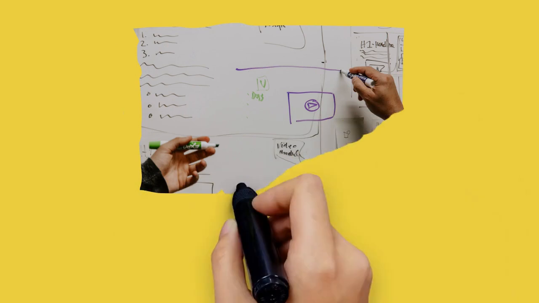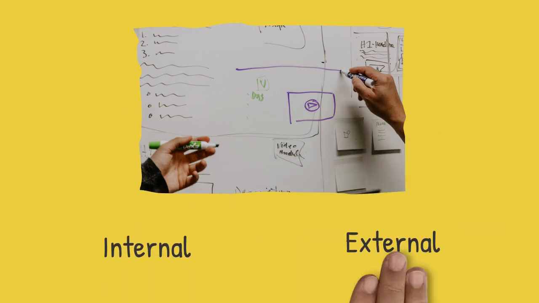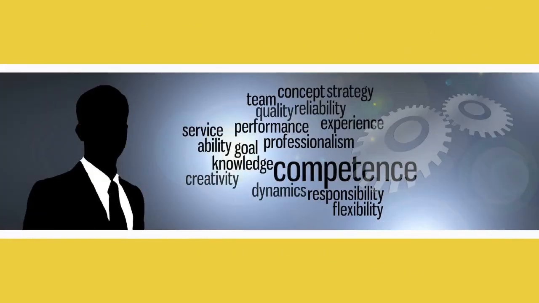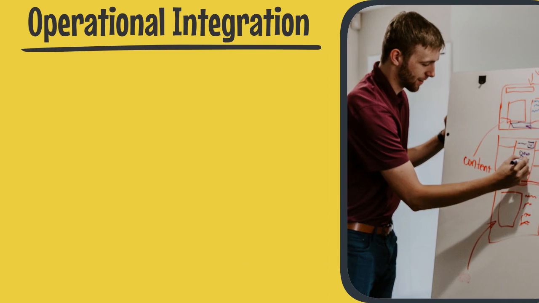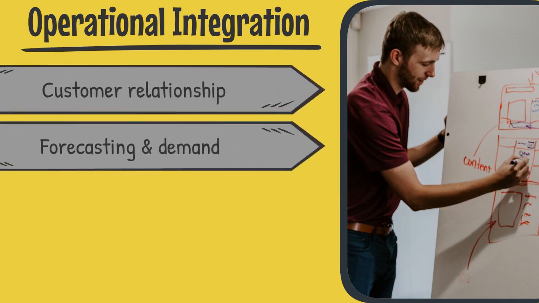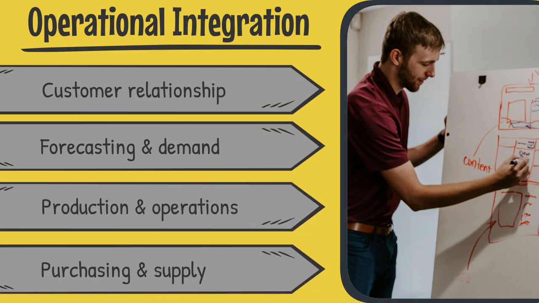Strategic integration necessitates the development of a clear set of integration goals by internal and external stakeholders that directly support the value proposition to customers. Operational integration occurs at the level of supply chain business processes, including customer relationship management, sales forecasting and demand management, production and operations management, purchasing, and supply management.